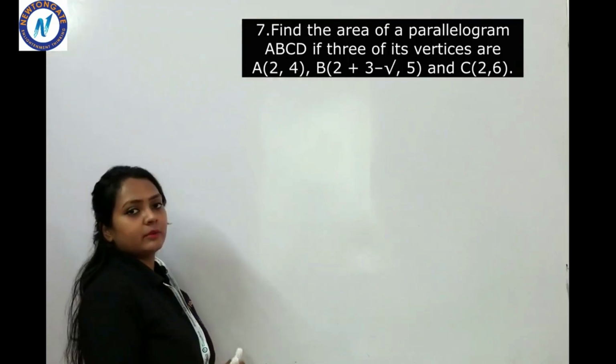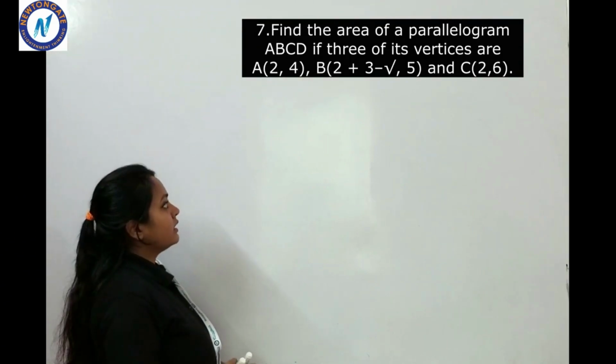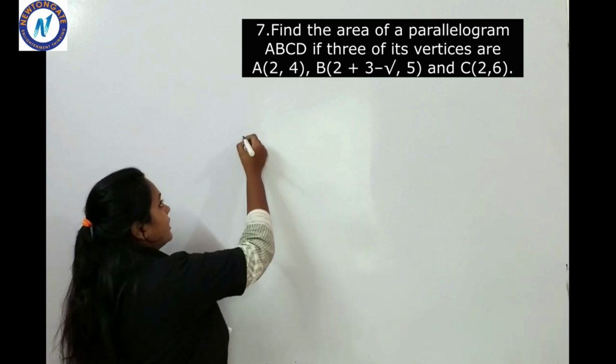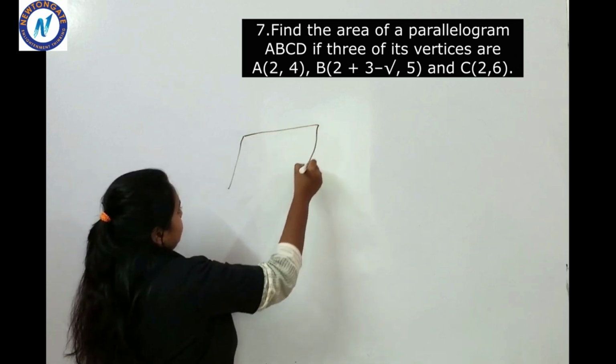Here is question number 7. In this question, given that there is a parallelogram ABCD like that.